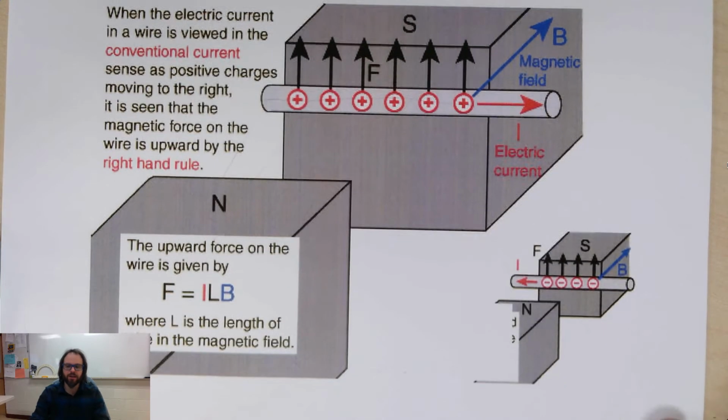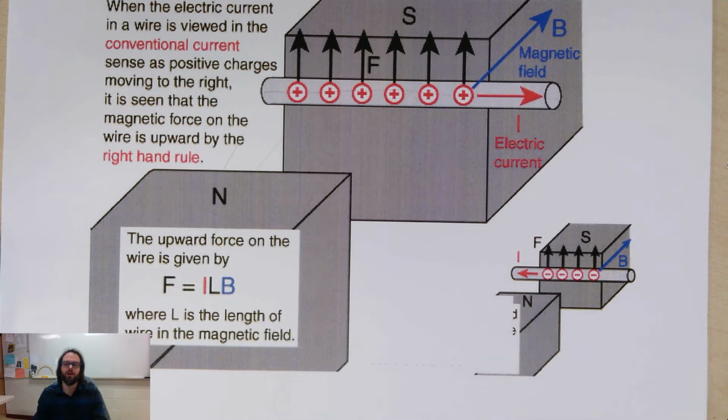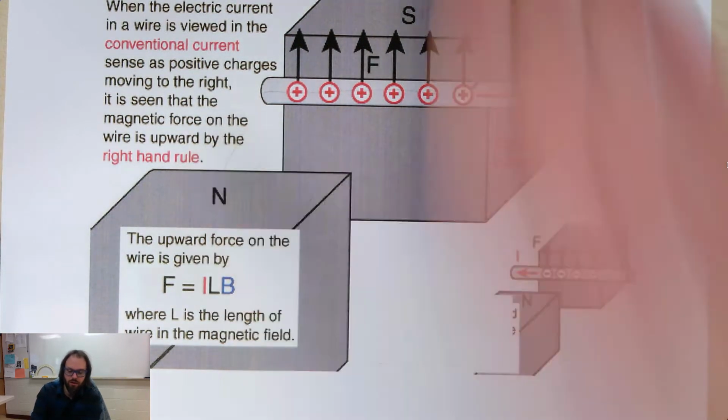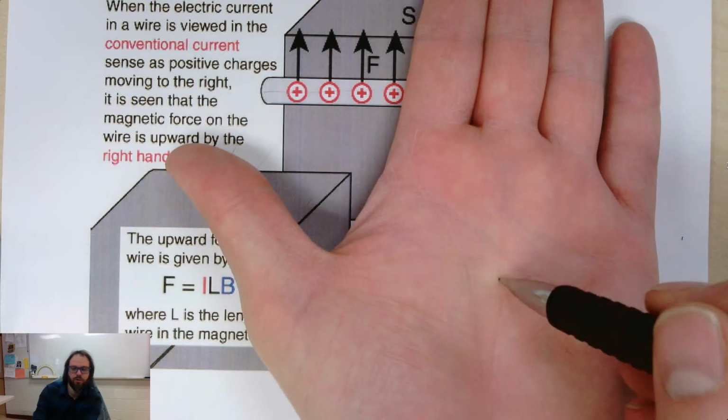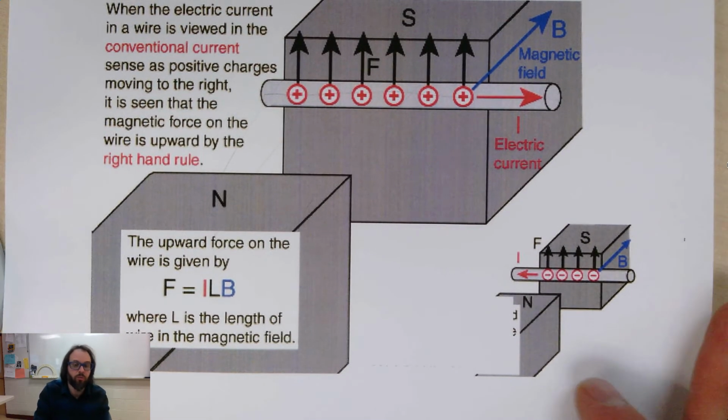In the second image down here, now I have a negative current going in the opposite direction. So we follow my hand again, current, magnetic field north to south, so my force is going to be coming up. We still follow the same rules that we did before.